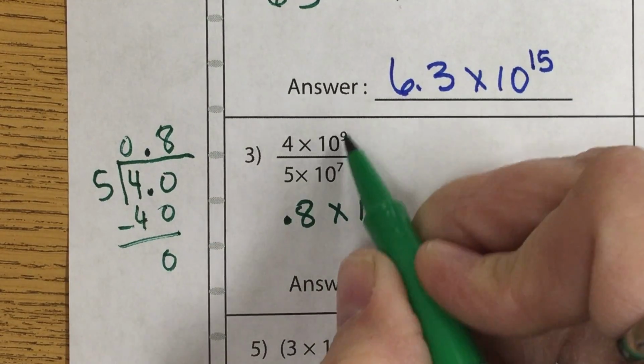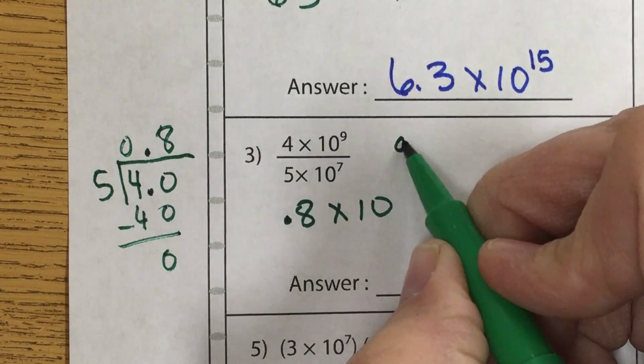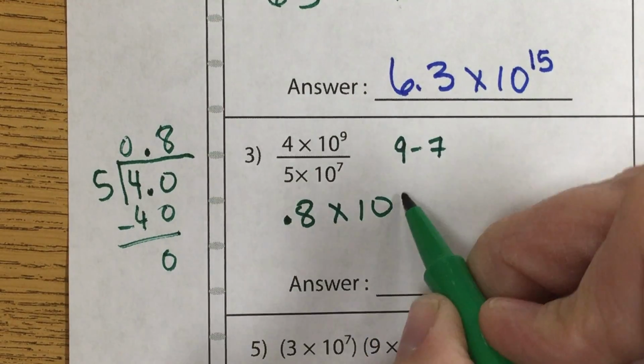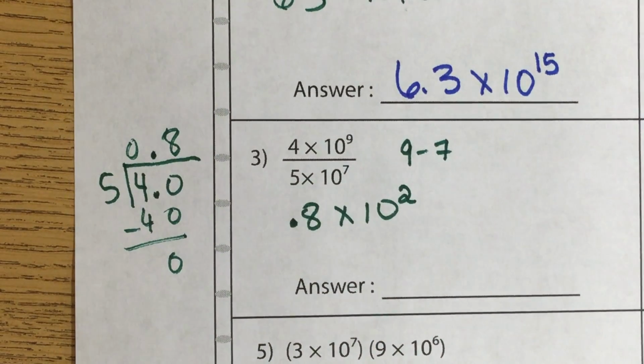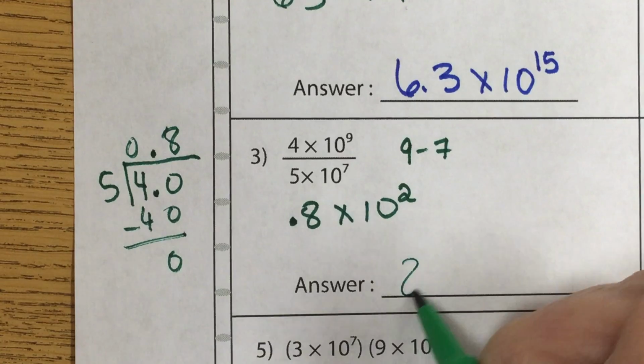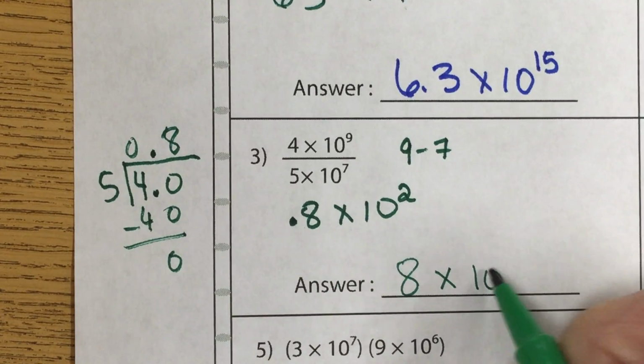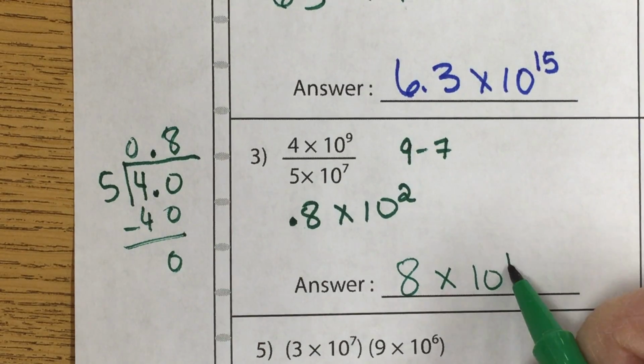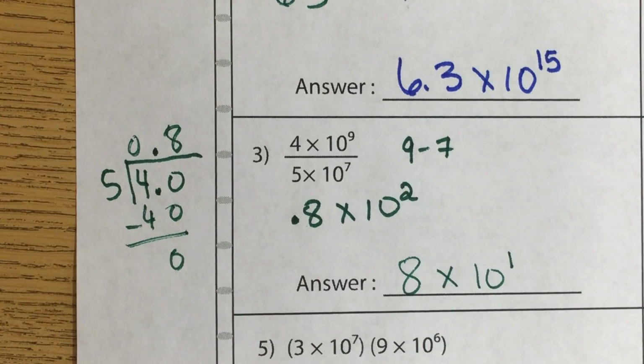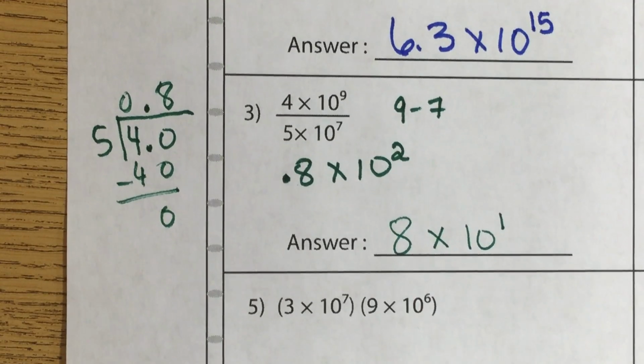Now on this one, we're going to subtract our exponents. So 9 minus 7, I would get a 2. Problem is, again, this is not in scientific notation. So I need to make it 8 times. I made this a bigger number, so I need to make the exponent smaller by 1. Now, do I have to have that 1 written there? No, I do not.